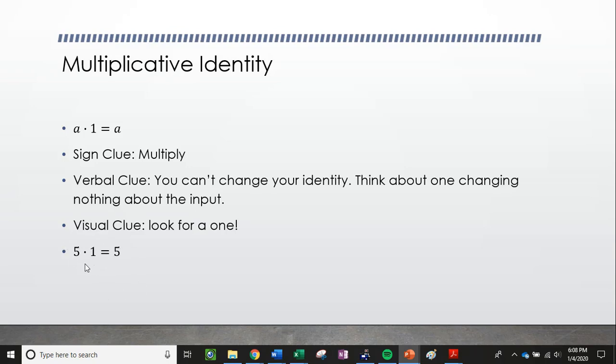You would say, well, that's easy. It's the multiplicative identity because I know that anything times 1 equals itself, the identity is staying the same. If it said 5 plus 0 equals 5, then you know that it's additive identity. So when you're multiplying, you multiply by 1 as to not change the identity or change the value of that number. And when you're adding, you add 0 as to not change the identity or not change the value of that number.